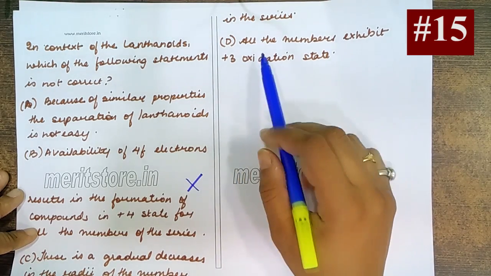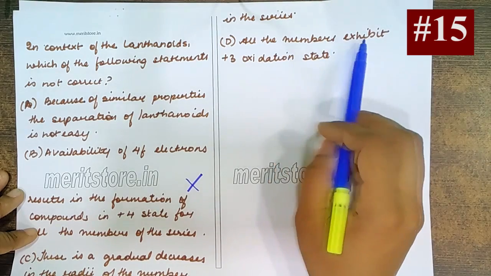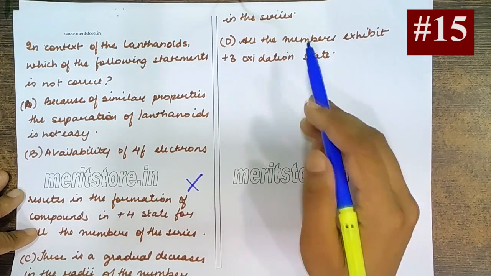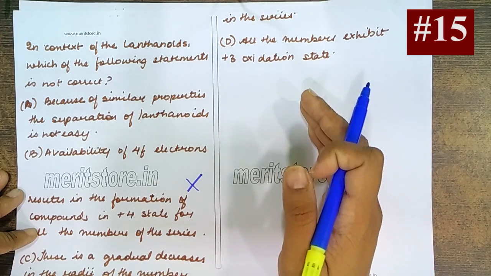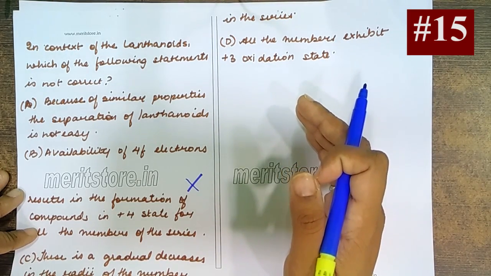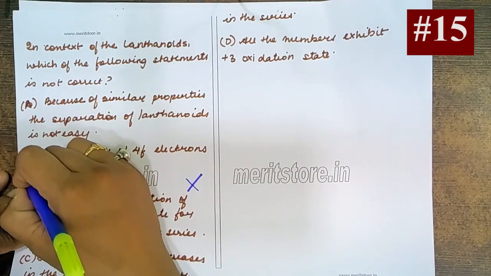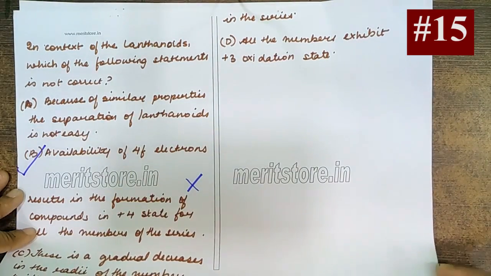We can see option D over here. All the members exhibit the +3 oxidation state. That's the actual statement for the lanthanoids. The most common oxidation state for the lanthanoids is +3. So we are expecting the option that is not correct is B.